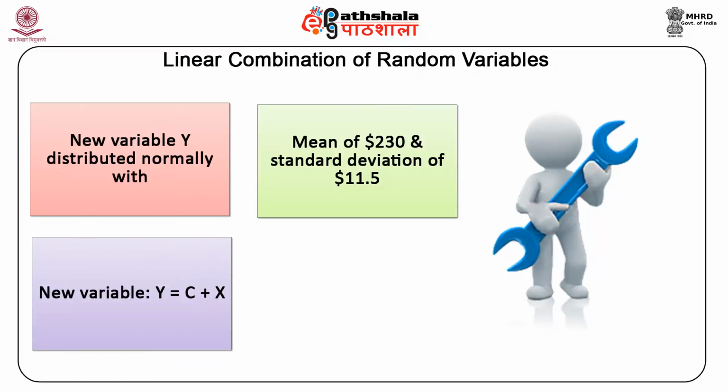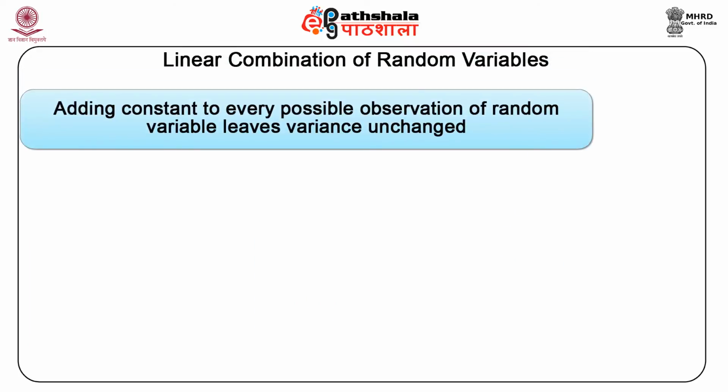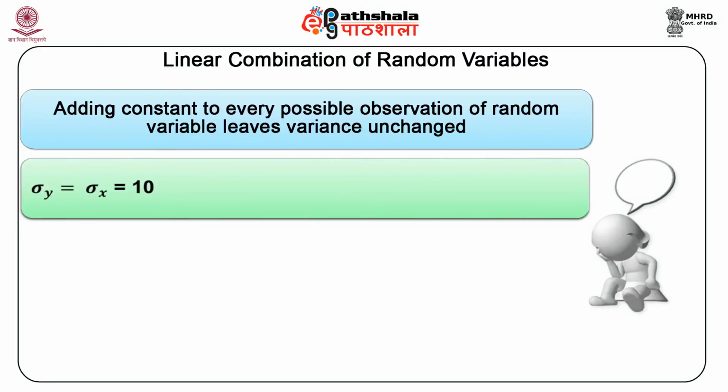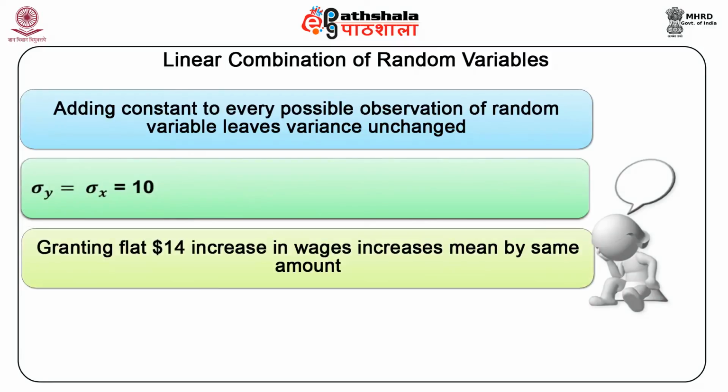Over here, the new variable Y = c + X, where c = 14. Hence, μY = c + μX = 14 + 200 = 214. Since Var(Y) = Var(c + X), which is equal to Var(X), adding a constant to every possible observation of a random variable leaves the variance unchanged. Therefore, σY = σX = 10. That is, granting a flat $14 increase in wages increases the mean by the same amount but leaves the variance and standard deviation unchanged.